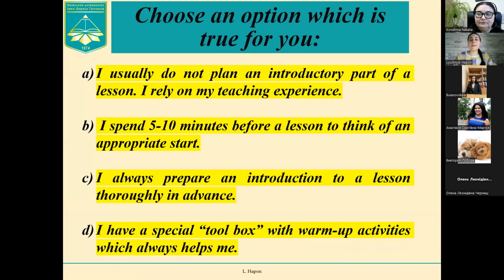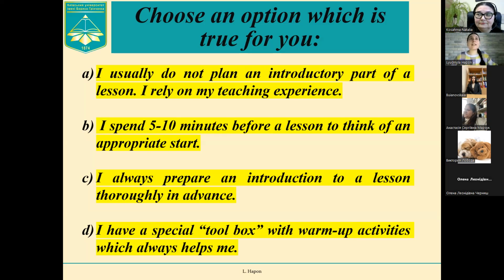To begin with, I would like you to choose an option which is true for you. We have 4 options, actually. I usually do not plan an introductory part of a lesson; I rely on my teaching experience. The second one, I spend 5-10 minutes before a lesson to think of an appropriate start. I always prepare an introduction to a lesson thoroughly in advance. And I have a special toolbox with warm-up activities, which always helps me.